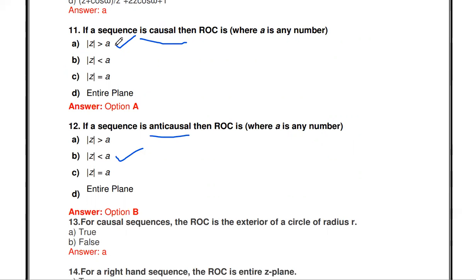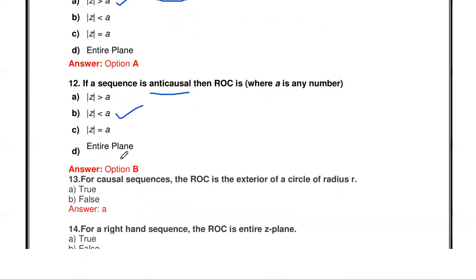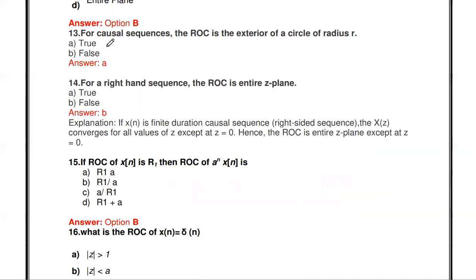Okay, where A is some number. Similarly, for an anti-causal signal, the ROC is modulus of Z less than A. Okay. Then the next one, for a causal sequence, the ROC is the exterior of a circle of radius R. Yes, it's true only.